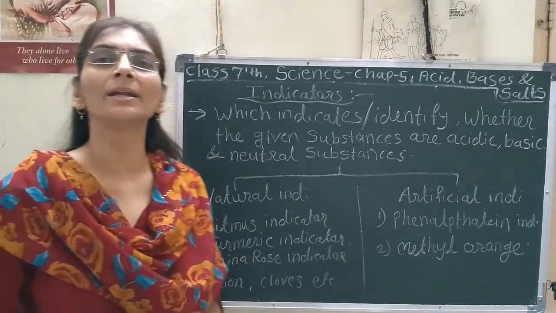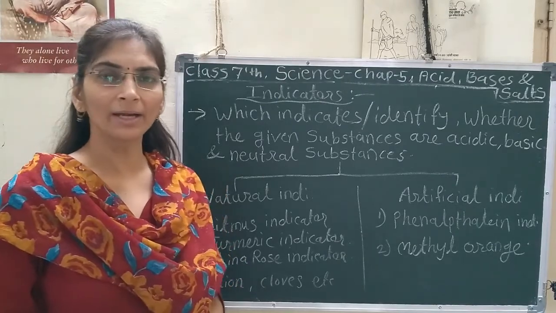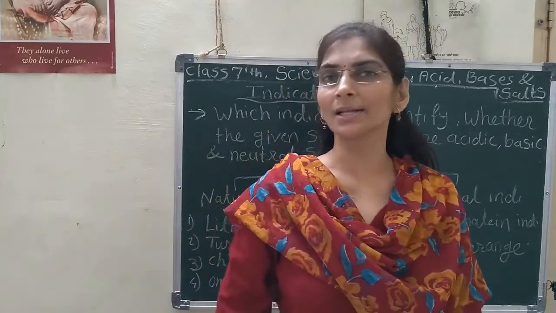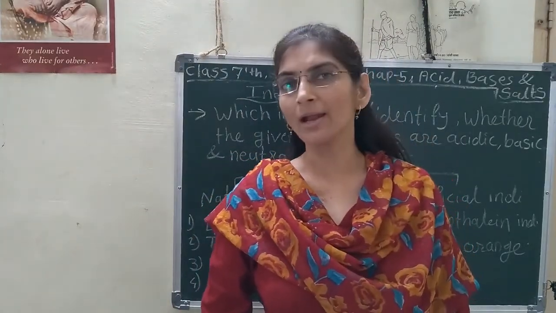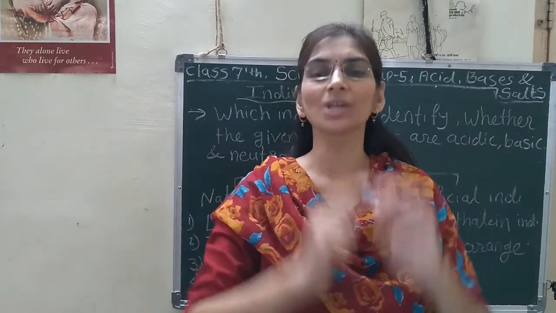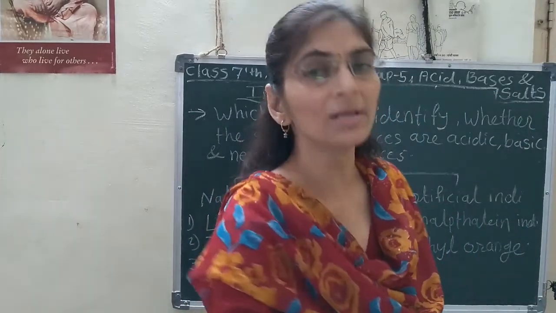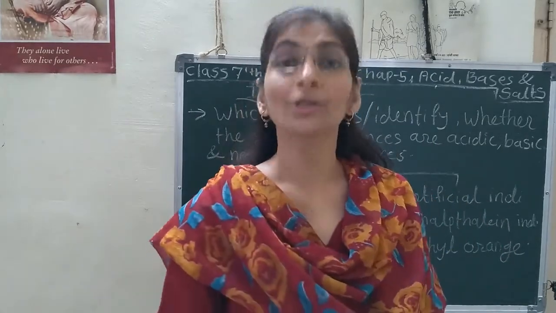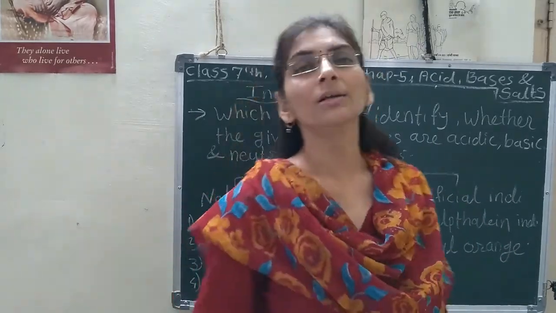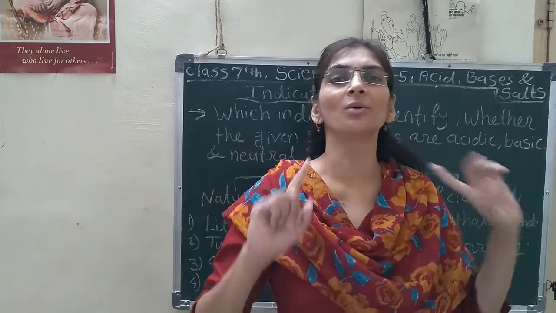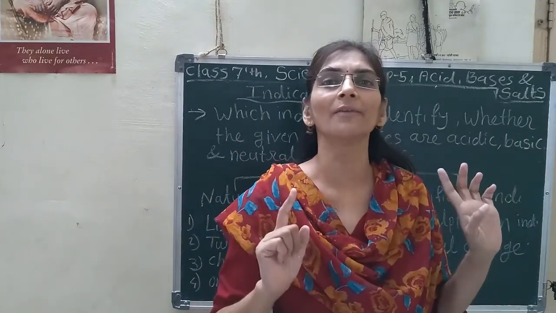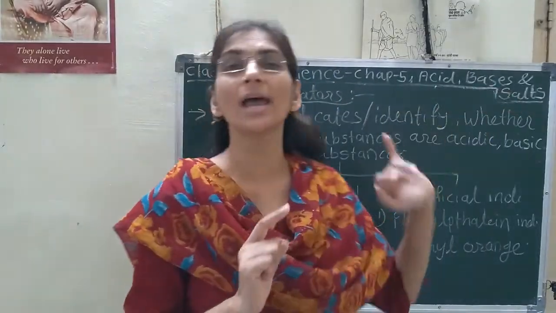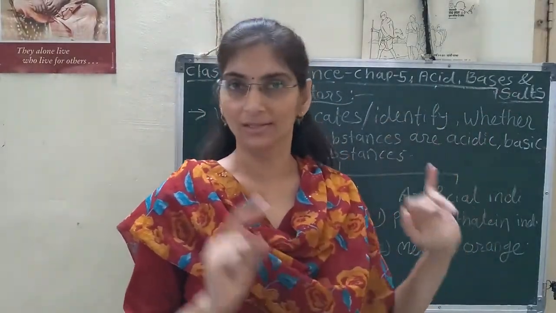So what is meant by indicator? Students, you know very well the substances which we use in our daily life, such as lemon, detergent, water, sugar, salt. These types of substances are around us, and we are using them in our daily life. These substances are classified into acid, bases and salts or neutral substances, right?